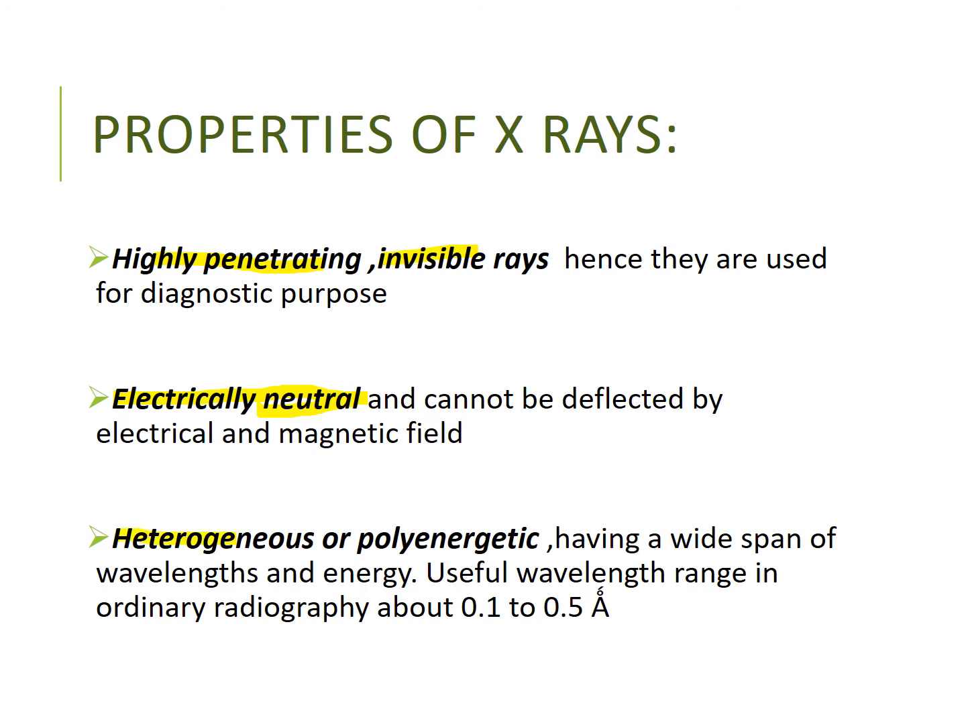Next property: it is heterogeneous, meaning it has varying amounts of energies. It has a wide span of wavelength and energy. So you can see there is a useful wavelength range of X-ray. It can vary from 0.1 to 0.5 angstrom.